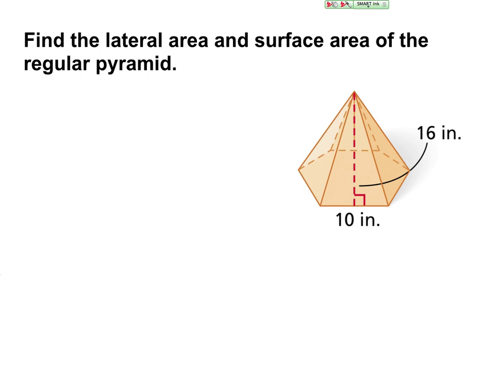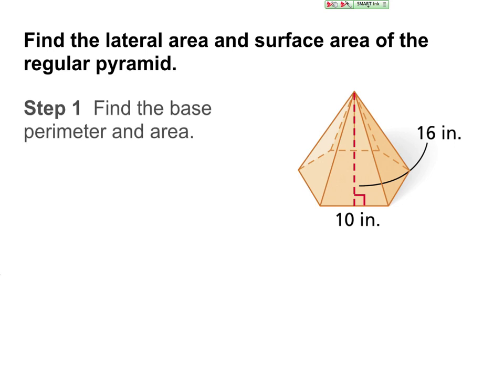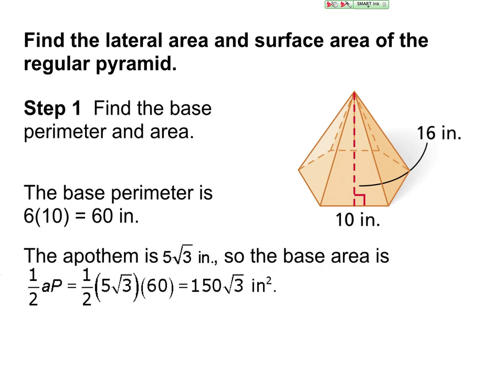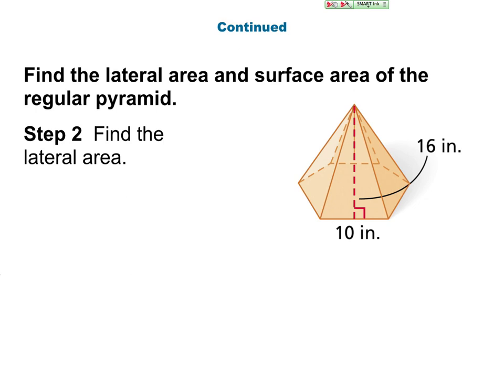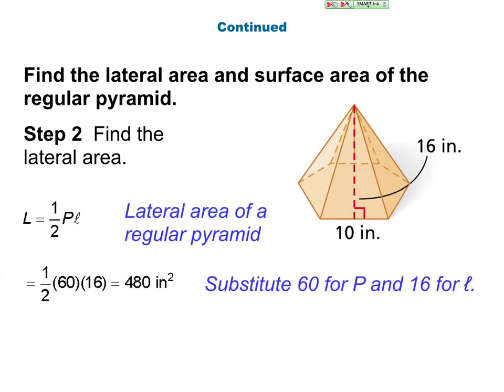What is that? About 480? Let's see. Lateral area, 480. Okay, now what do we need to add on to that for the surface area? Area of the base. Okay, how do we do the area of the base?